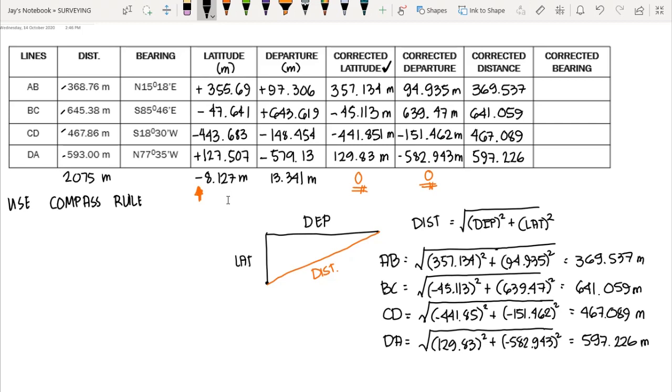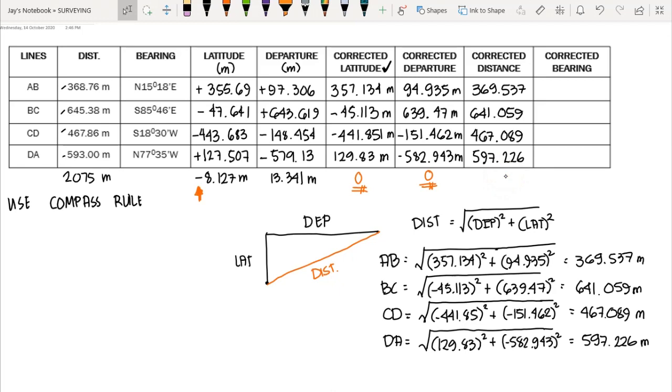Similarly, we can compute the value of the corrected distance for CD and DA. So we have here 467.089 for line CD and 597.226 in the line DA. As you can see, for DA, there is an increase from 593, it became 597.226. Okay? So then we compute for the corrected bearing.